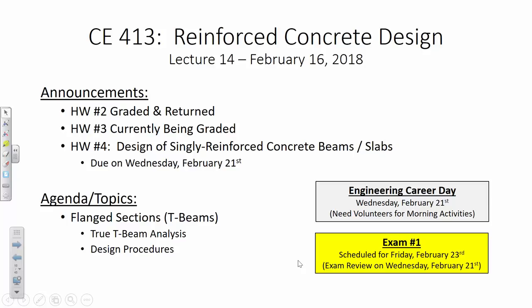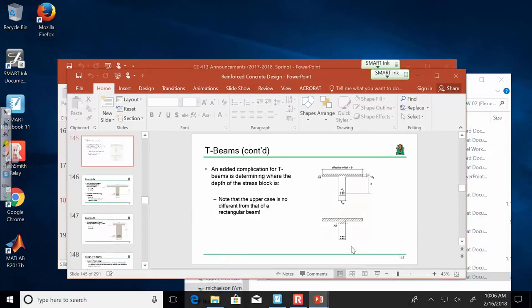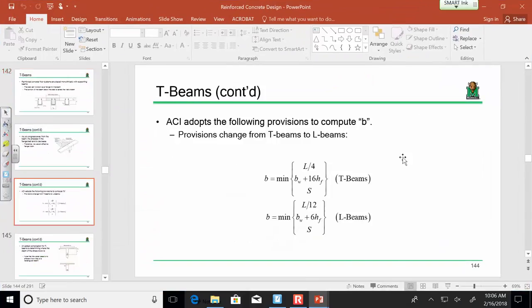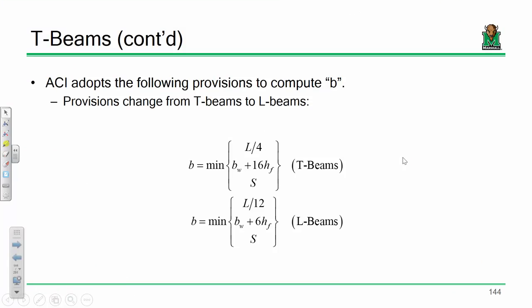So I want to get back into the world of T-beams, flanged sections. Just so everybody is clear on a couple things, this is a good place to start. There are really two main complications associated with T-beam analysis. The first is determining how much of the slab we consider to be effective when transferring stress to the beam. Remember, a lot of times it's the tributary width, but not always. It's basically an empirical expression, pretty easy to compute. The only difference between T-beams and L-beams is just a different effective width.